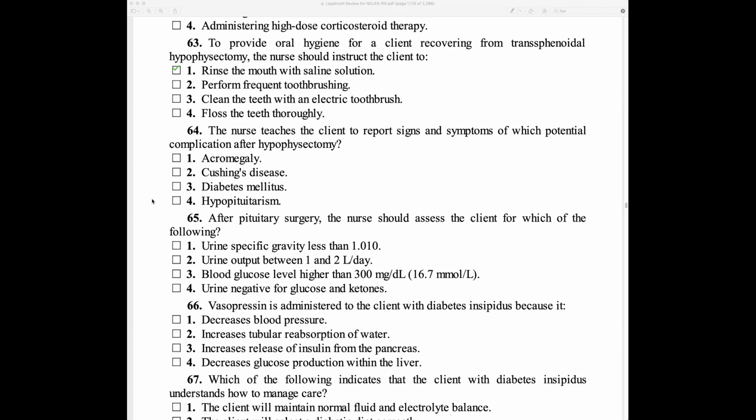Okay. And then one more question, 64. The nurse teaches the client to report signs and symptoms of which potential complication after hypophysectomy. And remember what we talked about, balance.